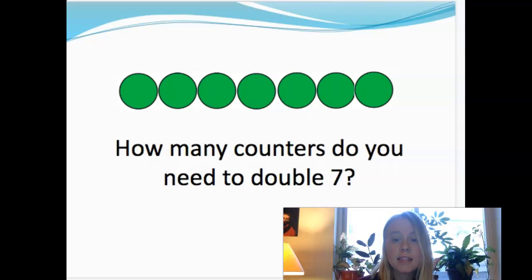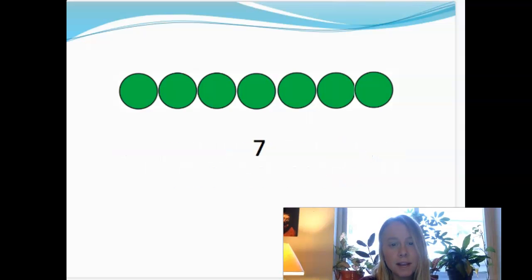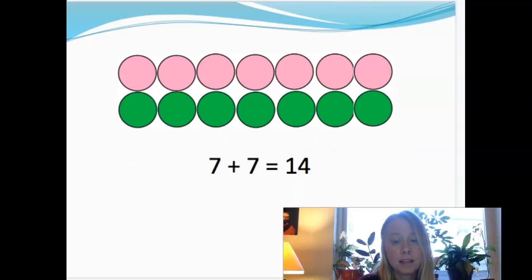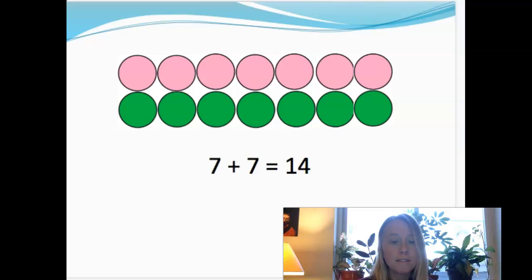7. Think about how many more you need to double 7. So how many more counters or beans or whatever you're using do you need to double 7? That's right, you need 7 more, because when we double a number, we do the same amount twice. Do that. Let's add the 7 doubles to our facts list. What should we write? We should write 7 plus 7 equals 14. So now we have all our doubles facts all the way starting at 1 down to 7.